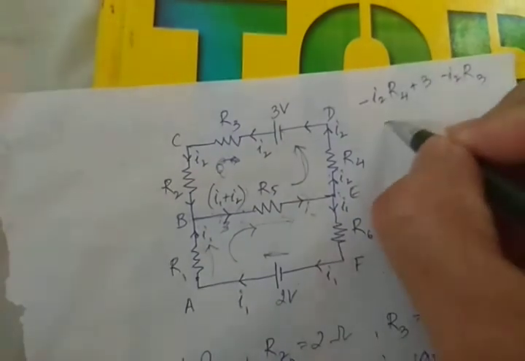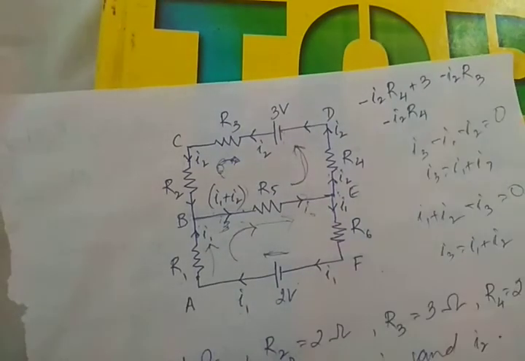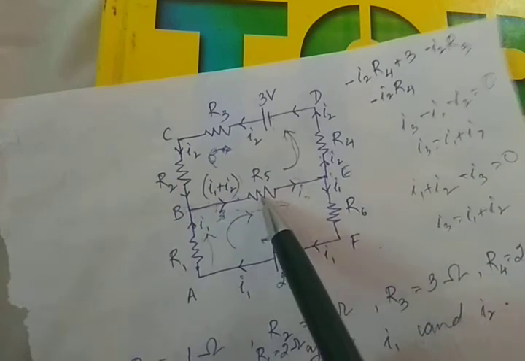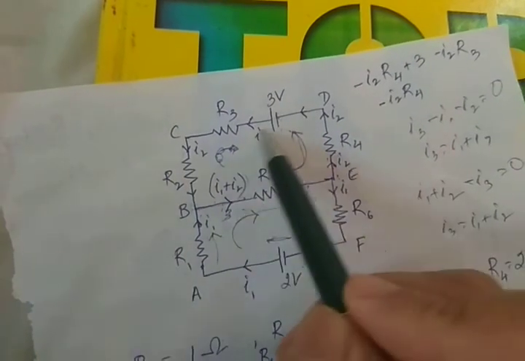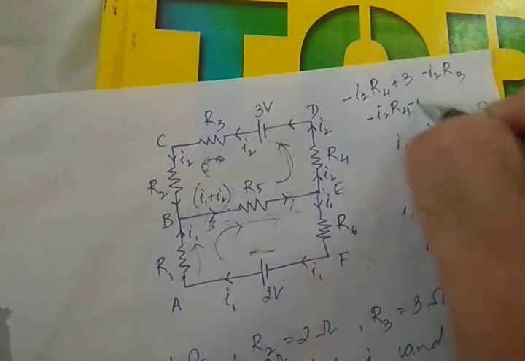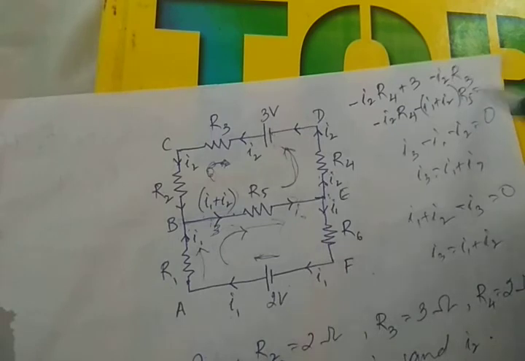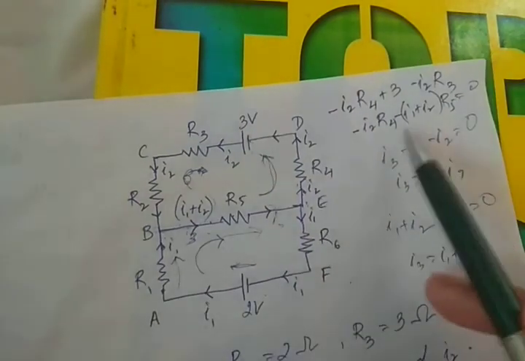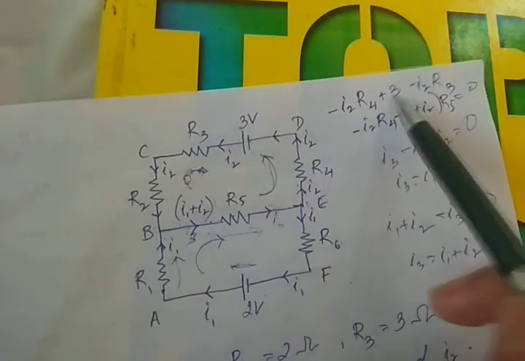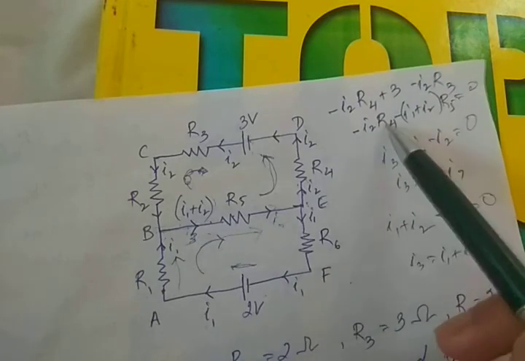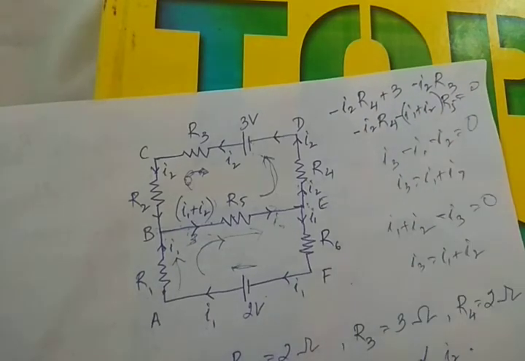The same story in case of R2. We are moving in the direction of current. So this is minus I2 R4. Then across R5, since we've taken anti-clockwise, we are moving in the same direction as the current. So this is also minus I1 plus I2 inside the bracket R5. This is the algebraic sum in the upper loop. This has to be equal to 0. So this is the equation: minus I2 R4 plus 3 minus I2 R3 minus I2 R4 minus I1 plus I2 into R5 is 0.